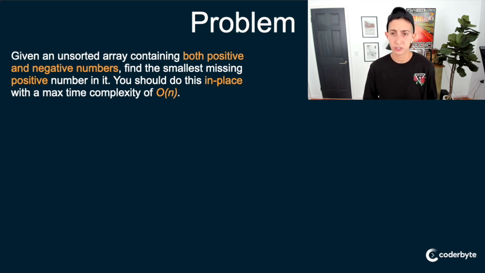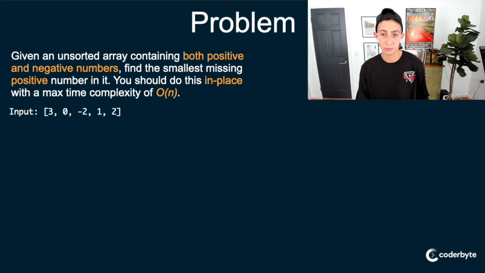So, an unsorted array containing both positive and negative numbers. There's our wrench in how we normally do a cyclic sort, because our negative numbers don't correspond to any index in the array to place them at. You'll see how we're going to deal with that in a second. But first, let's look at a sample input.